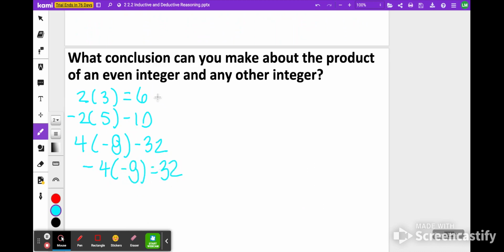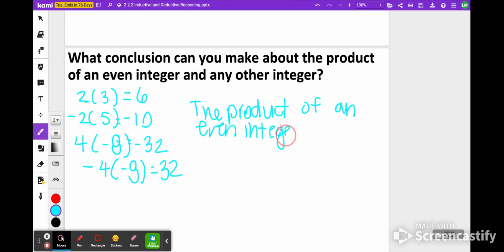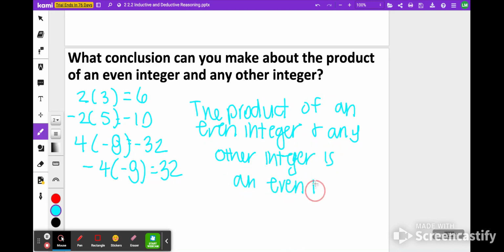Okay? What we're seeing happen here is all of these numbers are equal to an even number. So we can say the product of an even integer and any other integer is also an even integer. Cool.